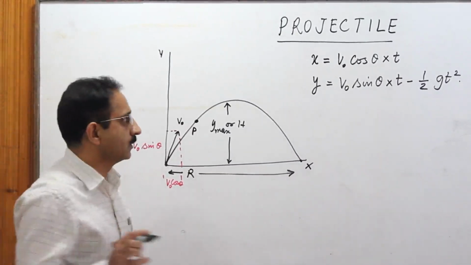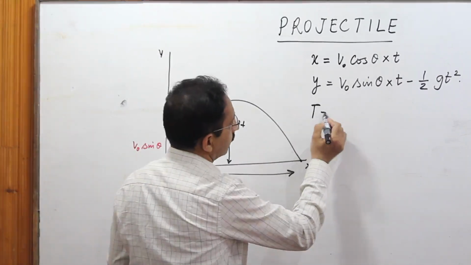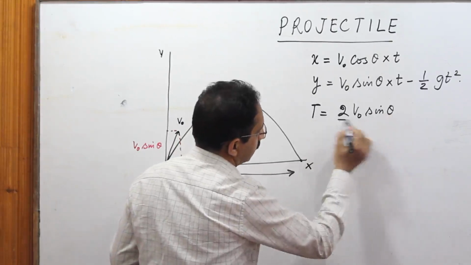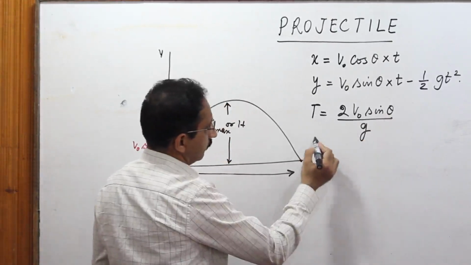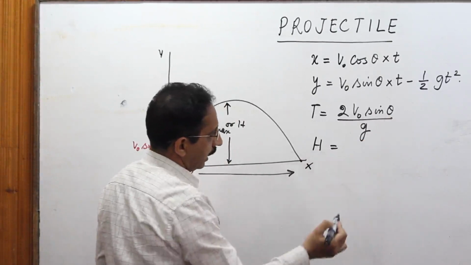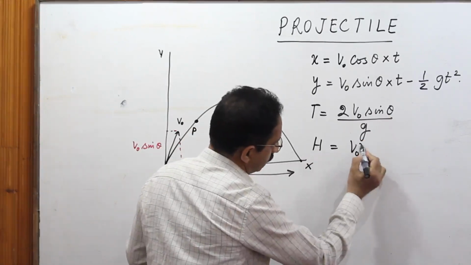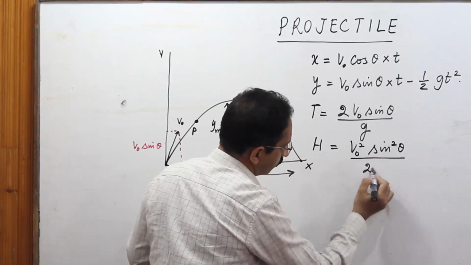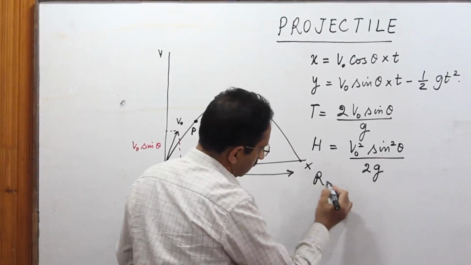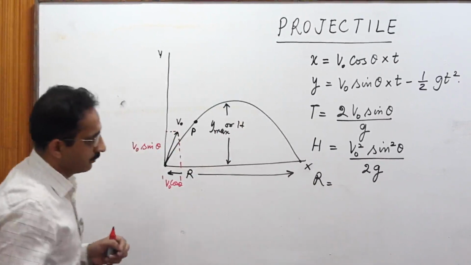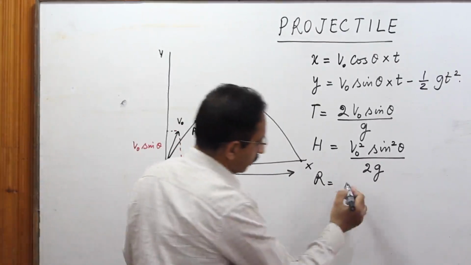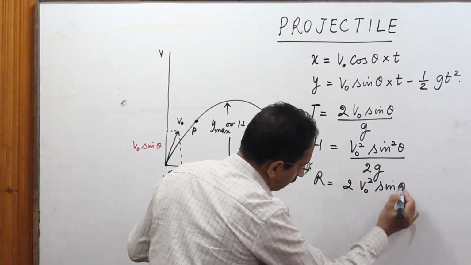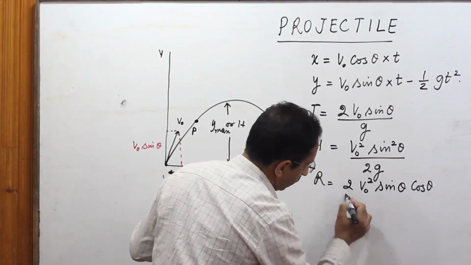We came across the relation for time of flight, which is twice v0 sine theta by g. Then we have y maximum, or height, which is equal to v0 square sine square theta divided by 2g. We have the range, the horizontal distance covered during the time of flight, which is twice v0 square sine theta cos theta divided by g.